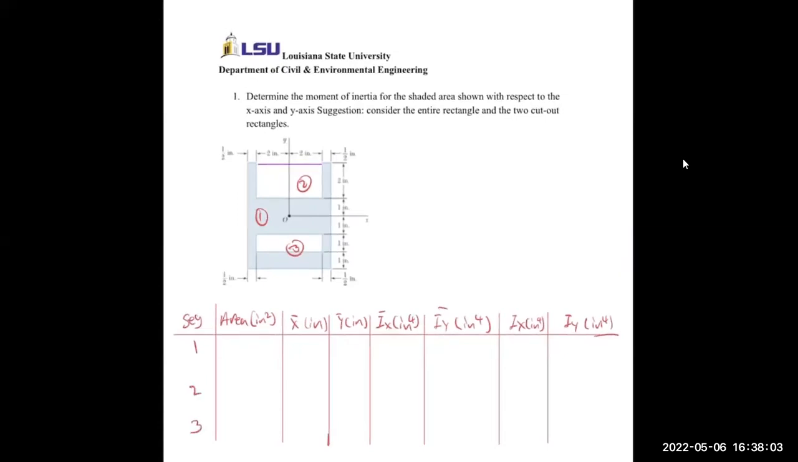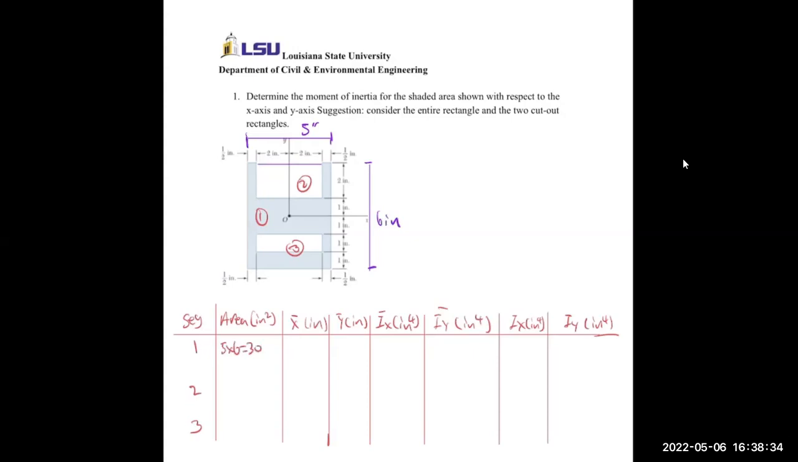Okay. So for segment 1, what's the area? We can see segment 1 is this entire thing. So the width will be 2 plus 2 plus 1/2 plus 1/2, so that's 5 inch width. And for the length, that's 2 plus 1 plus 1 plus 1 plus 1, which is 6 inch. So the area is 5 multiplied by 6, which is 30.